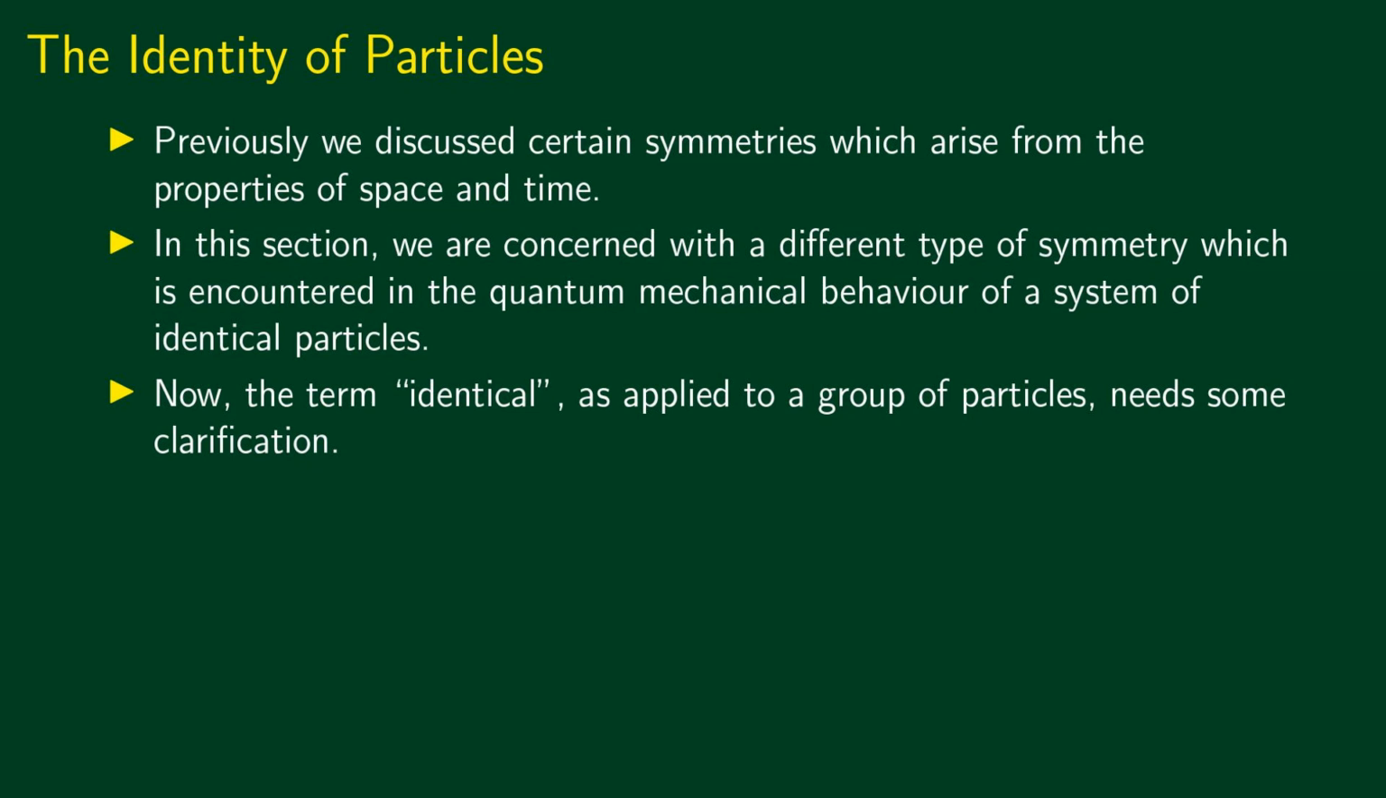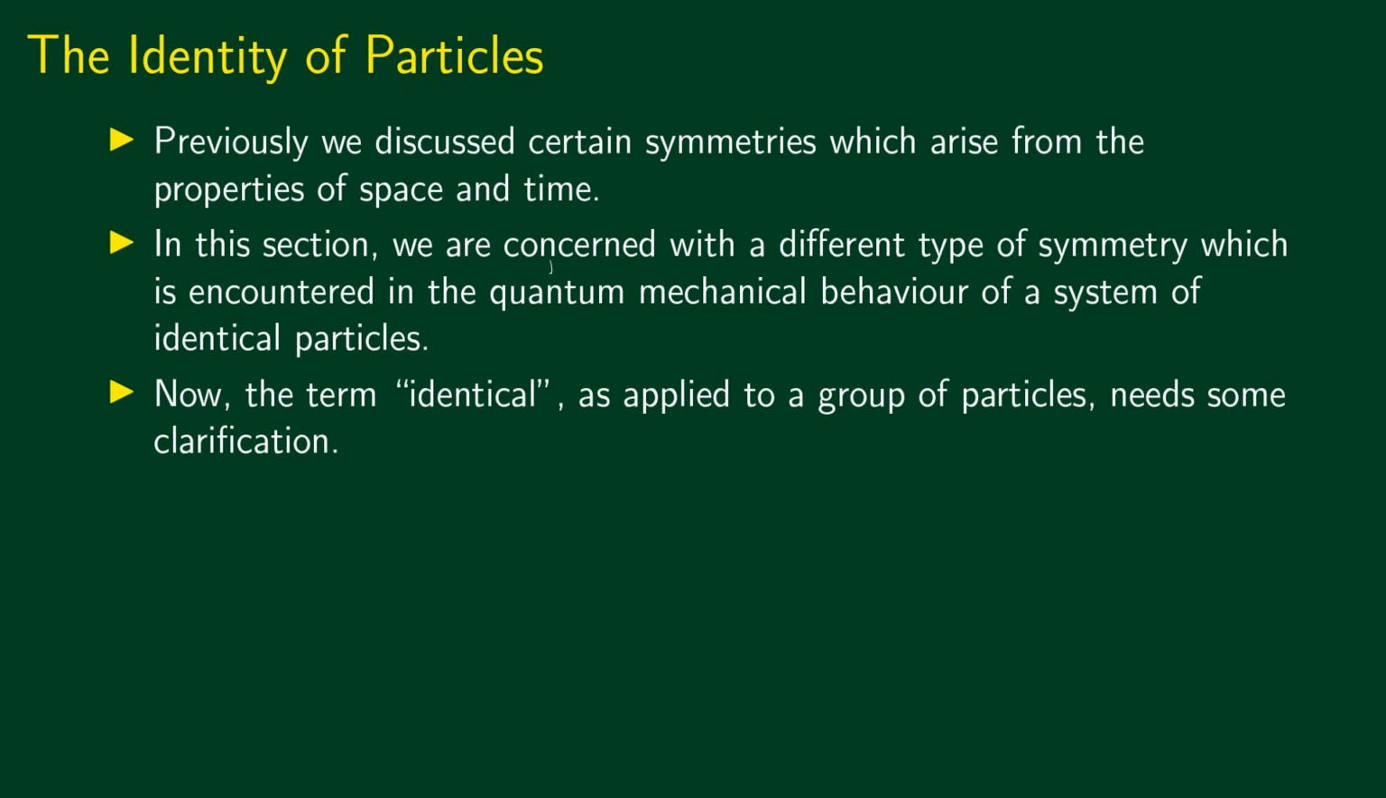So far, we discussed certain symmetries which come from the properties of space and time. We talked about space translation symmetry, which arises from the homogeneity of space. We talked about time translation symmetry, and it comes because of the homogeneity of time. The rotational symmetry was associated with isotropy of space. So these are related to the properties of space and time.